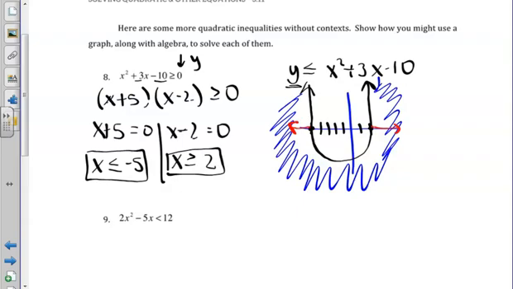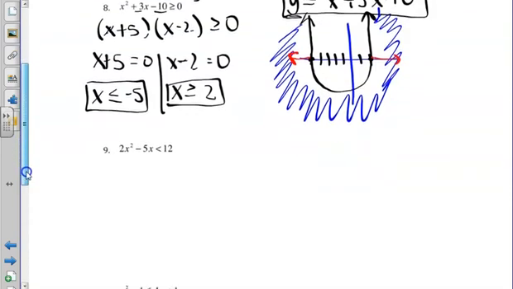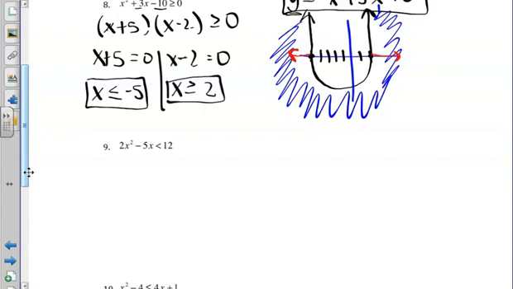So sketching what the parabola may look like is also helpful. Keep in mind, if you have a graphing calculator handy, you can use your calculator to graph that inequality to check your answer. So let's try another one. Keep in mind this does need to be in standard form. So I'm going to subtract the 12, and I get this quadratic equation.